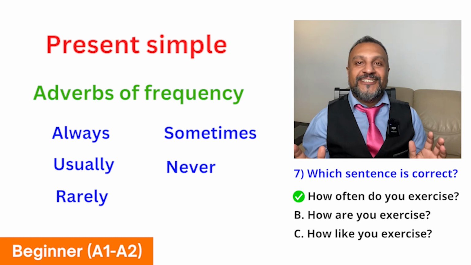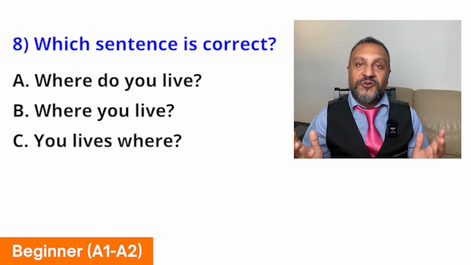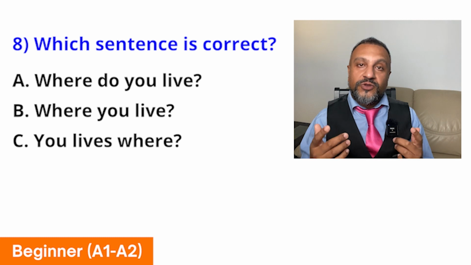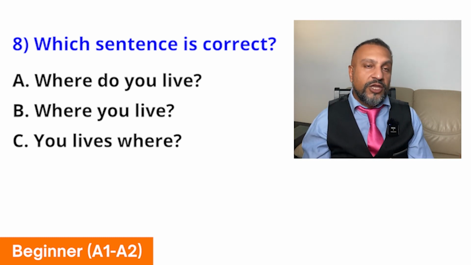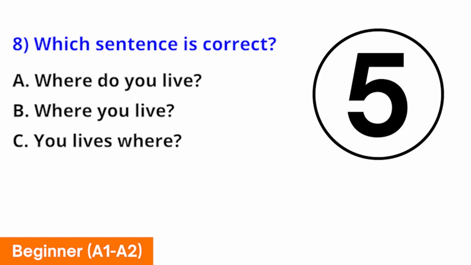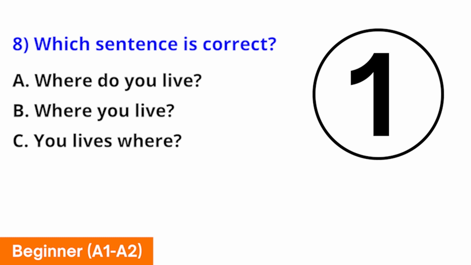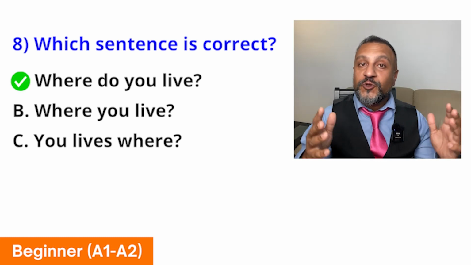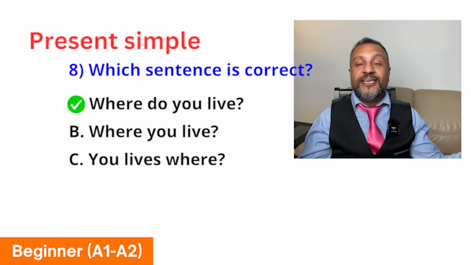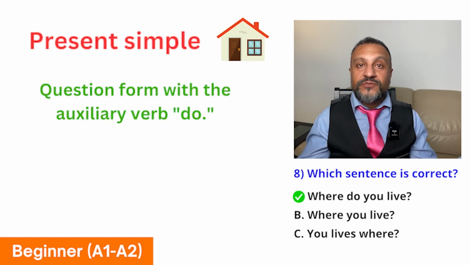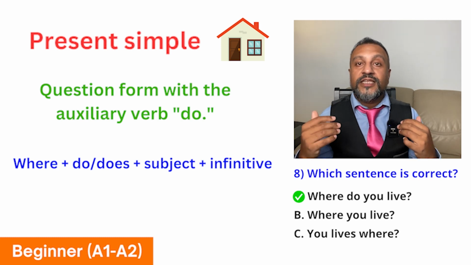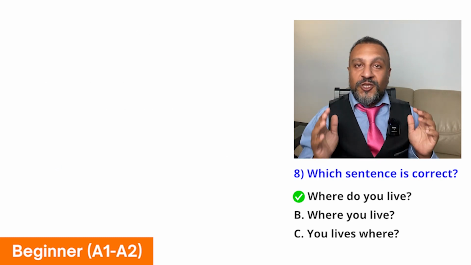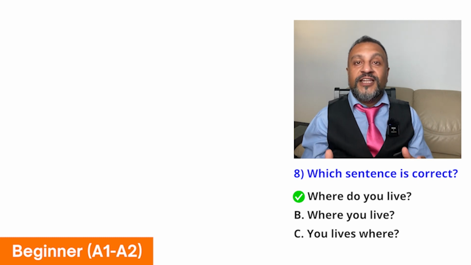The next question, which sentence is correct? Where do you live? Where you live? You lives where? The answer is, where do you live? But why? This is the present simple in a question form. Where, do or does, plus the subject, plus the infinitive. You are doing a great job so far. Let's try the next question.